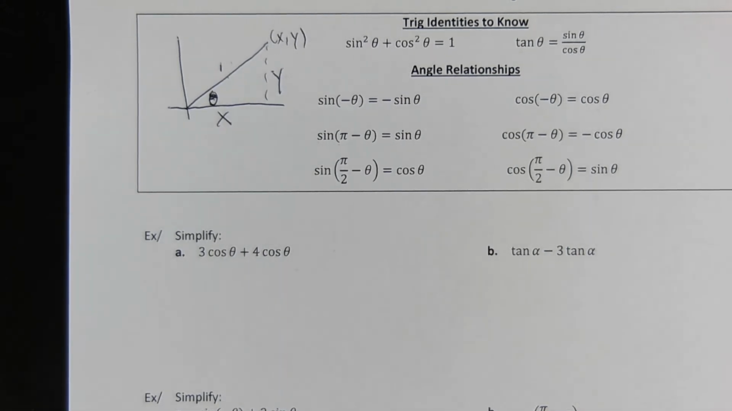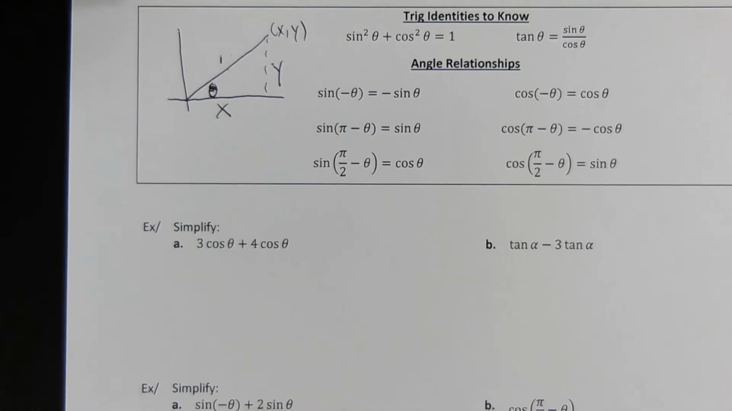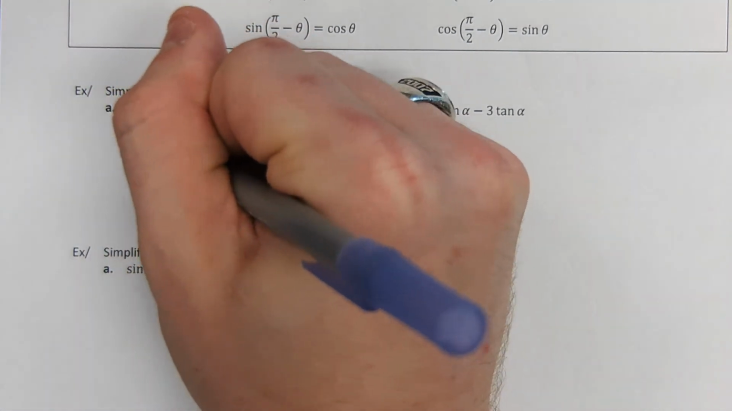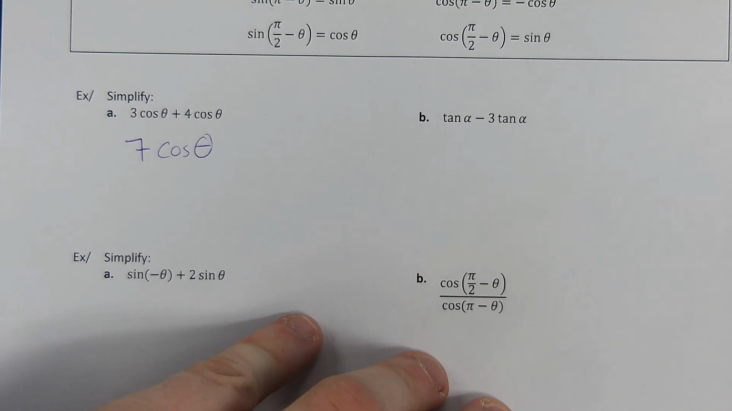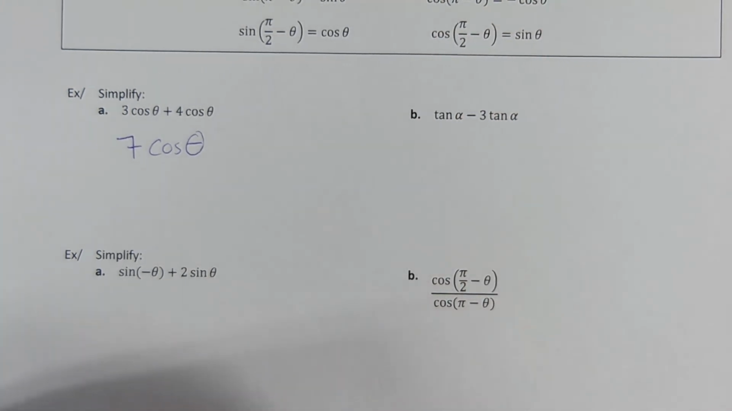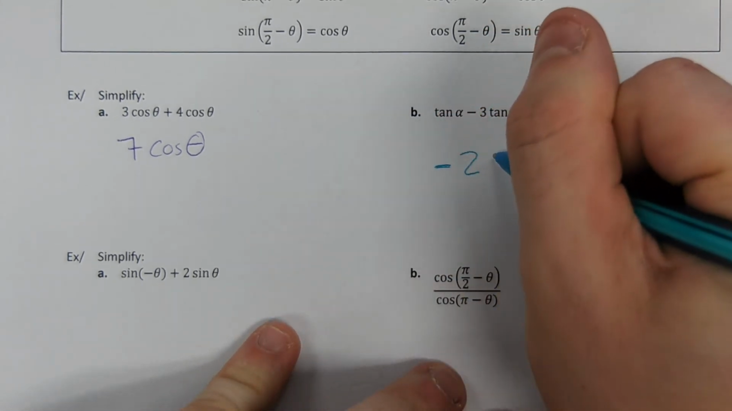Alrighty, so we're just going to do some simplifying here. You ready? 3 cosine of theta plus 4 cosine of theta. What do you think that simplifies to? 7 cosine theta. Yeah, don't overthink this. Boom, there it is. I made sure that it would make some sense. Yeah, that's why you said 12. I didn't want to say like 17. Tangent alpha minus 3 tangent alpha. Hope nobody's brain breaks. Negative 2 tangent alpha.